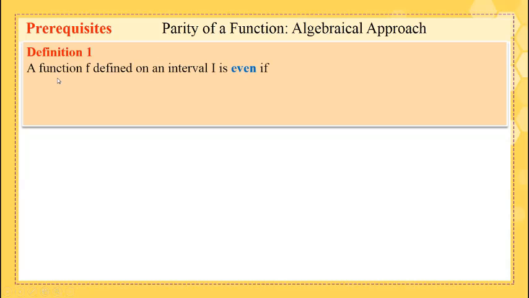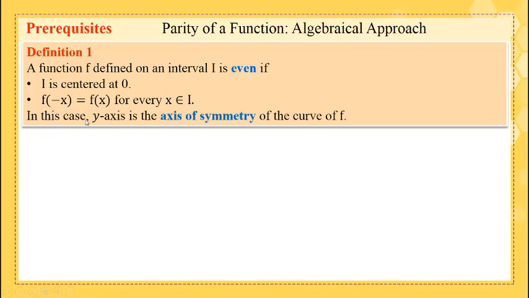Definition 1. A function f defined on an interval I is even if I is centered at 0, and f of minus x equals f of x for every x belonging to I. In this case, the y-axis is the axis of symmetry of the curve of f.